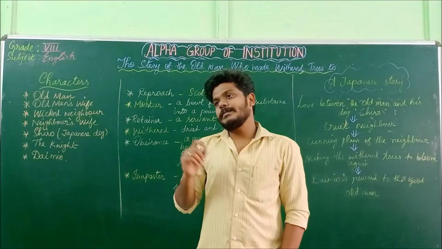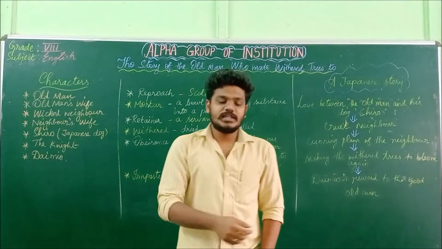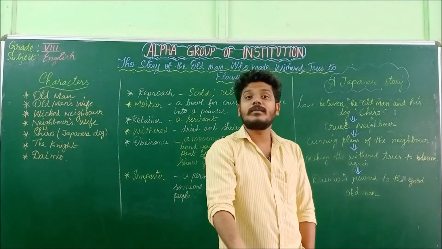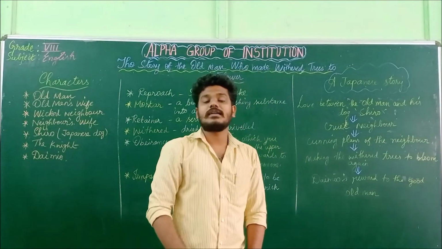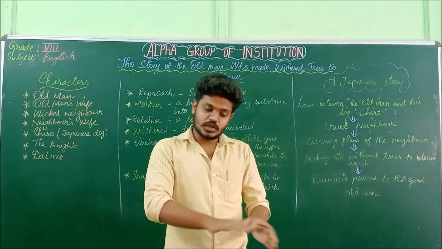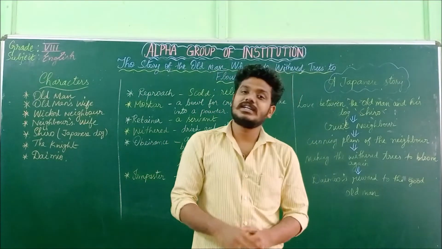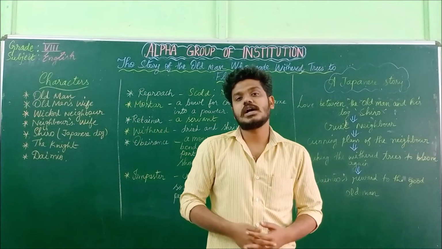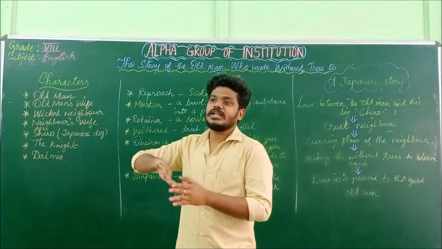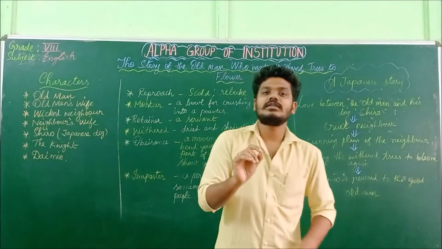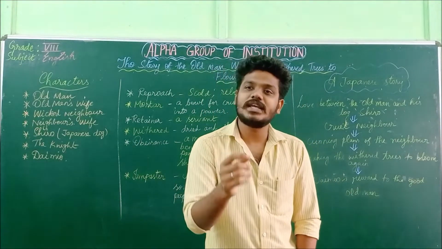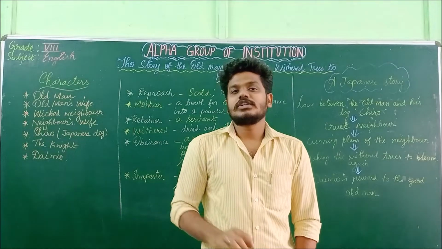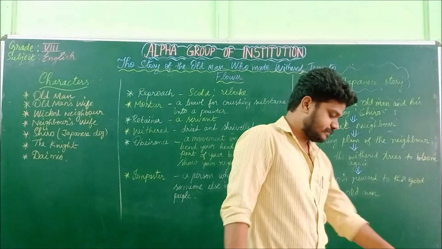Immediately after Shiro's death, he put his body in the hole where he had dug, closed it and covered it with earth, and left back to his house. When he was in his house, he didn't tell anyone what he had done. He didn't even tell his wife. So that's what the story says in the background.